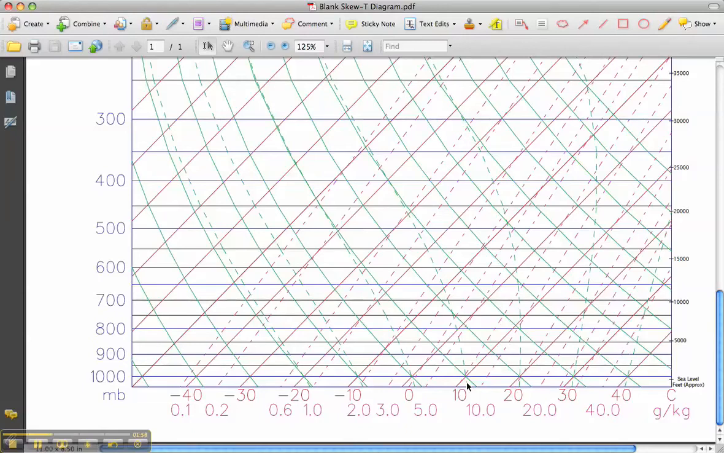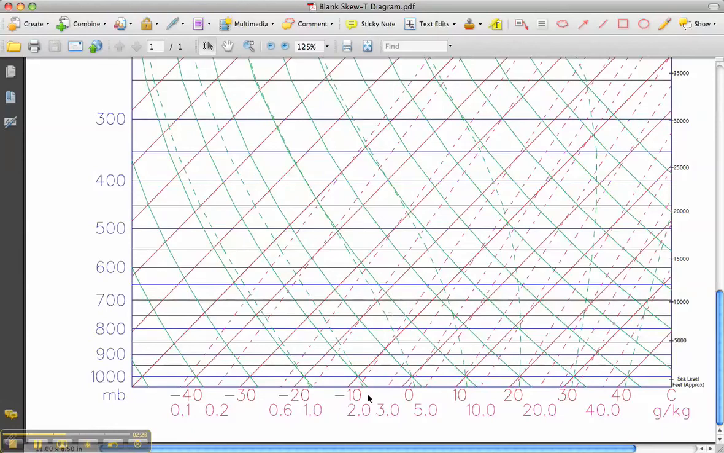Now, what are these dashed green lines that we see? Do you recall from part 2? These are what we call our moist adiabats. Can you identify the dry adiabats? Remember, they go from lower right to upper left. That would be these green lines. So in labs 5, 6, and 7, you're going to be working with this particular type of Skew T diagram.